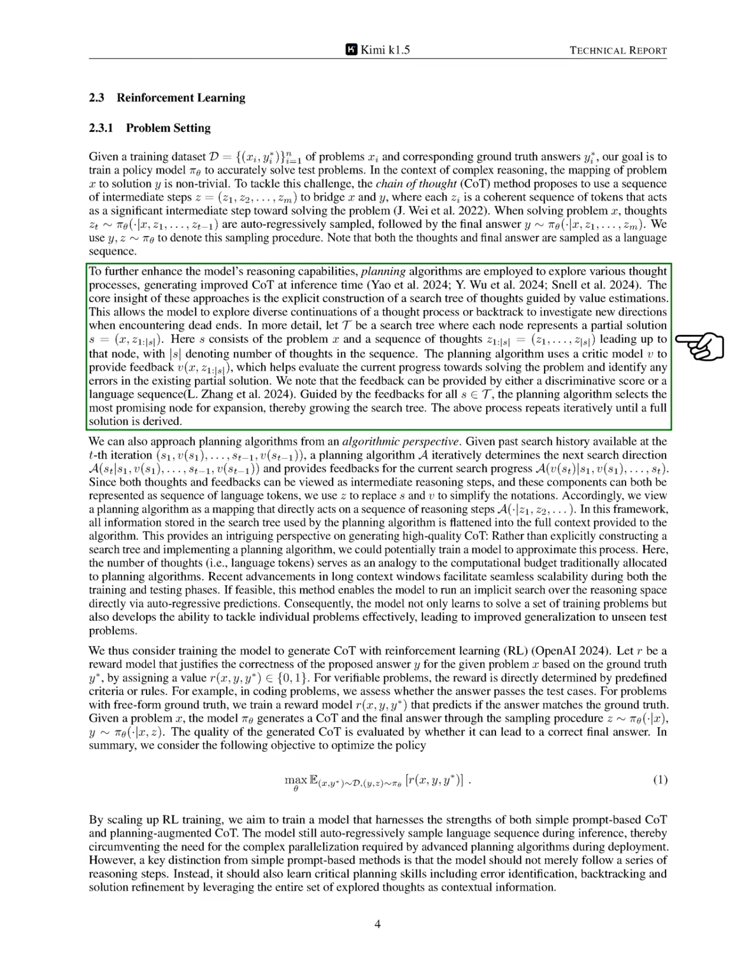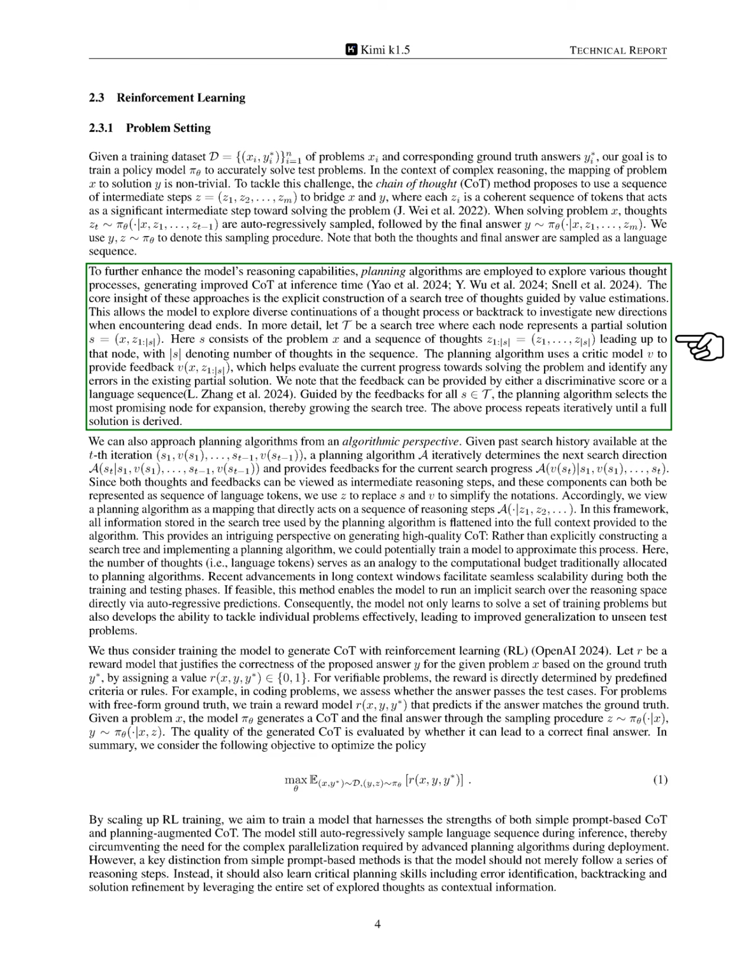To boost the model's reasoning skills, we apply planning algorithms to explore different thought processes, which helps generate better CoT during inference. The key idea here is to build a search tree of thoughts based on value estimations, allowing the model to explore various thought continuations or backtrack when necessary. We define a search tree where each node represents a partial solution, consisting of the problem and a sequence of thoughts leading to that node.